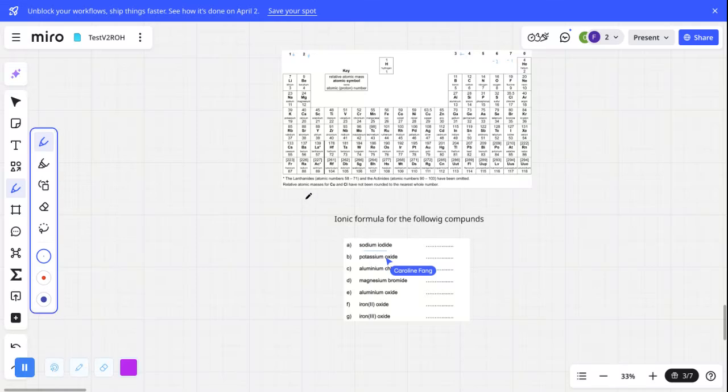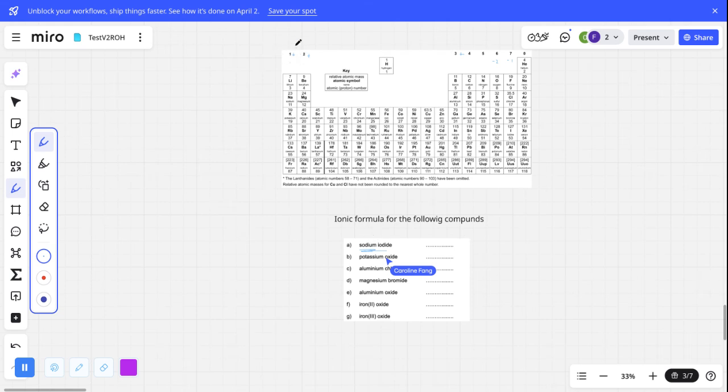All right, so to find the formula of sodium iodide, you first take the name of the metal. All right, nearly always, and I love that word nearly. There's a time it won't be a metal, but we'll come to that when we come to it. So this is a metal, sodium.